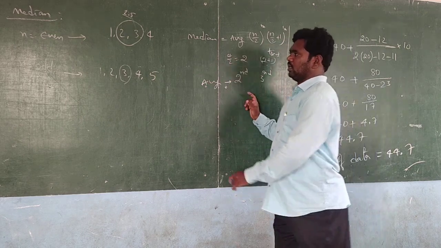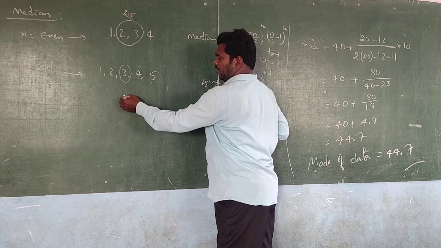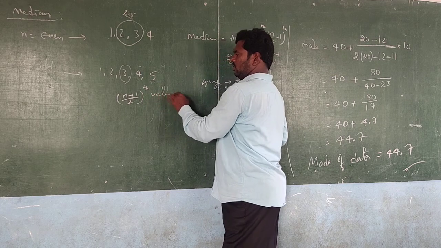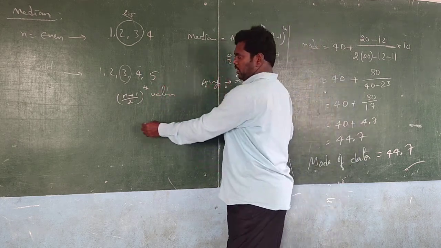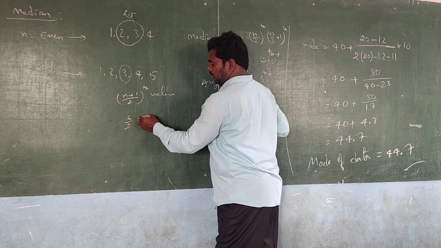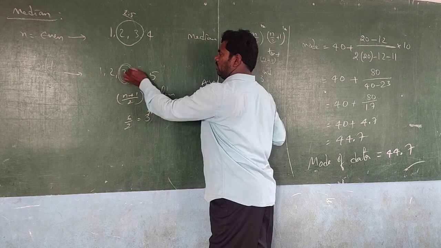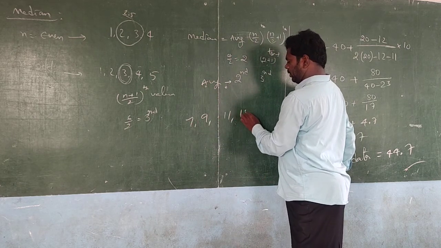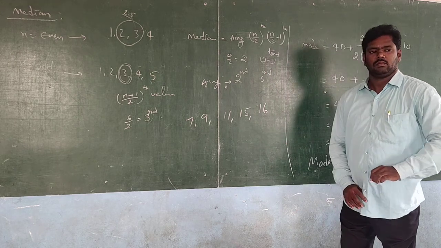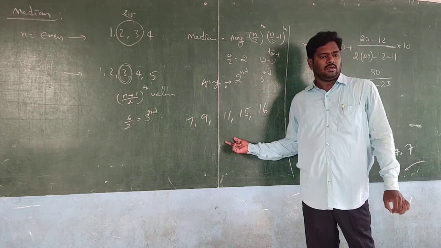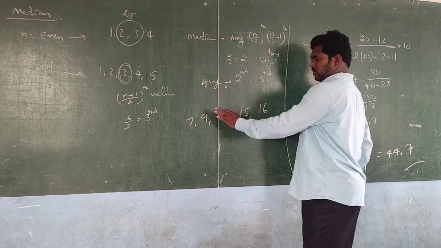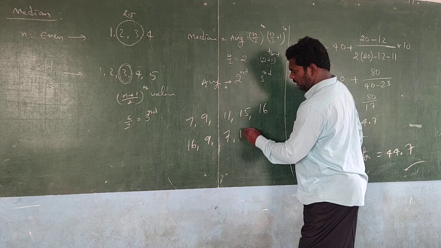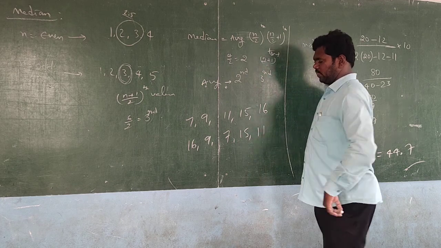Next, if N is odd, then directly take the N plus 1 by 2 term. How many terms here? Up to 5. Then 5 plus 1 is 6, by 2, that is the third value. For suppose 7, 9, 11, 15, 16, what is the median? 11 is the answer. If they give the same values in a different order, 16, 9, 7, 15, and 11, what is the median?